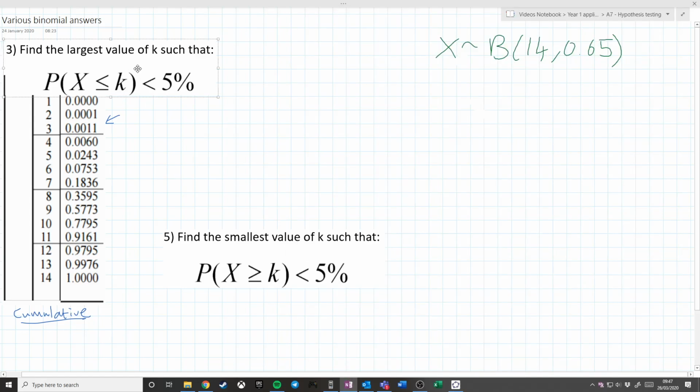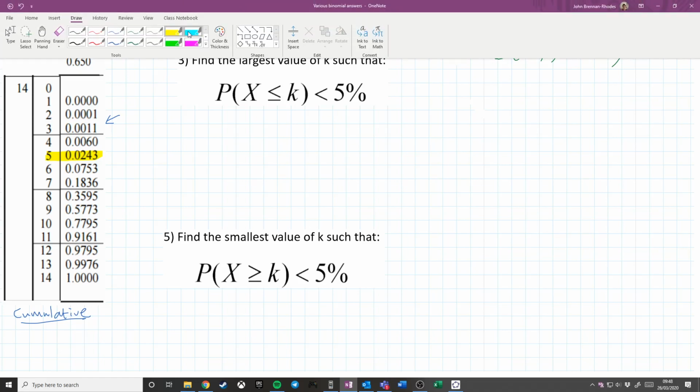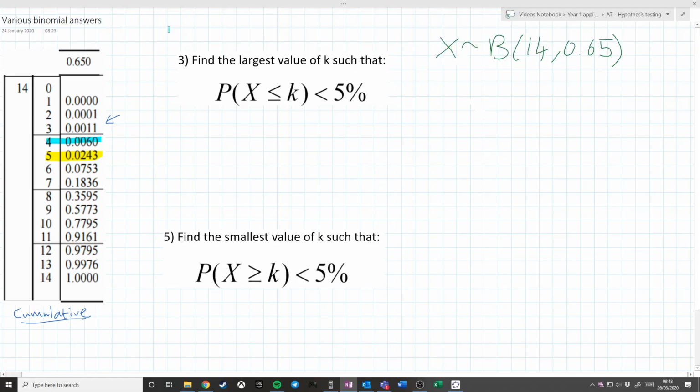But how could I see that on the table here? Well, I can see that because I can see where I switch over. This one is less than 5% here. This one is too small, and this one is too big. So the switch that I'm interested in happens between here and here. This is less than 5%, but this is not less than 5%.